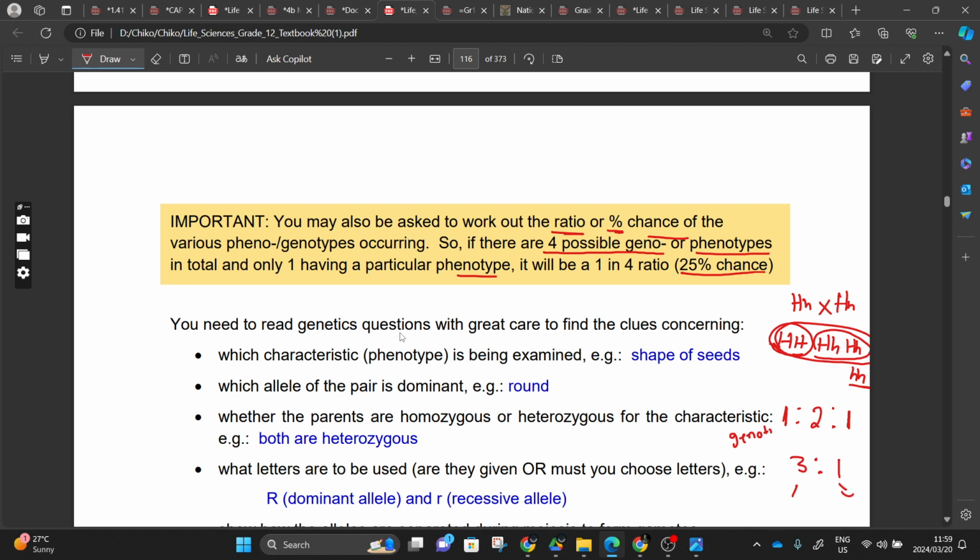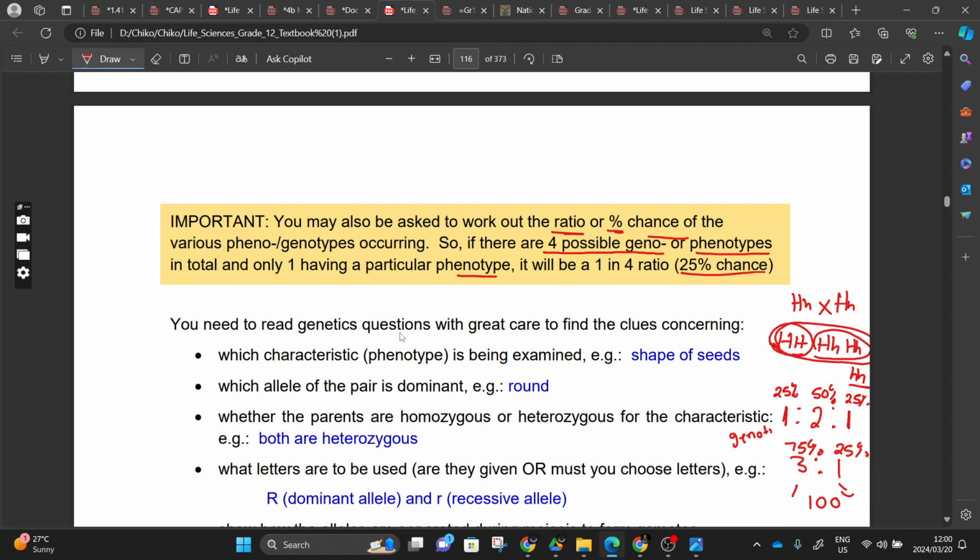So here, if they are saying a percentage, it means we are going to divide by 100, and it means here we're going to have 25% plus 50, which will be half, and then plus 25%. So for this one, it means we are going to have a 75%, 25 plus 25 plus 25, and then 25%.